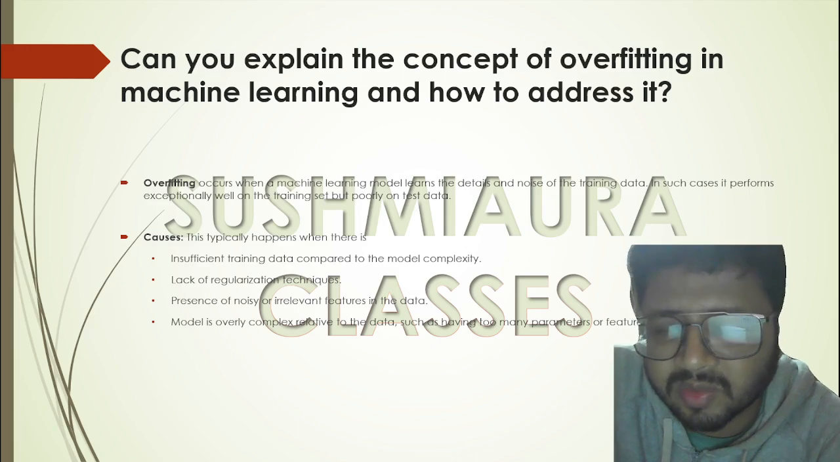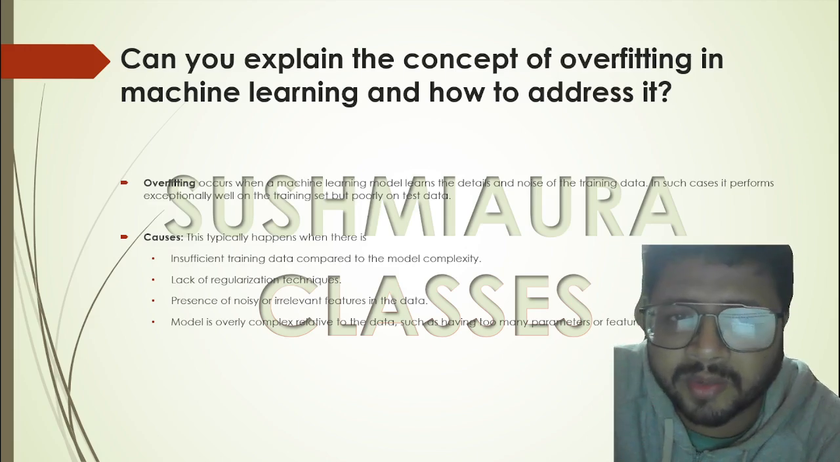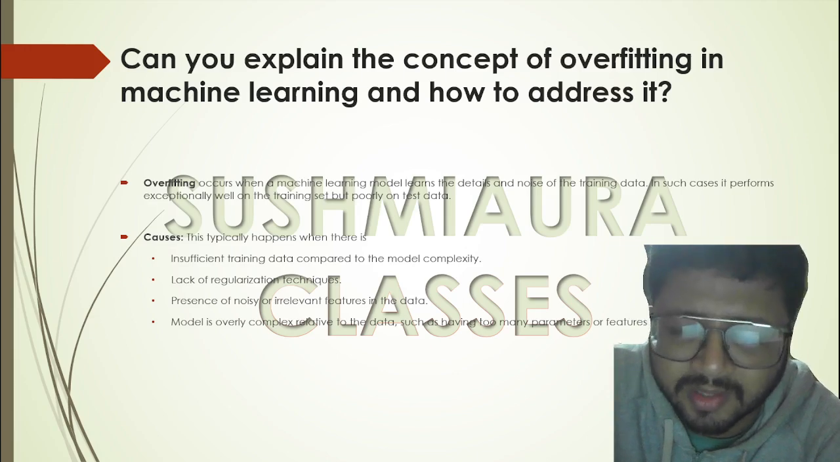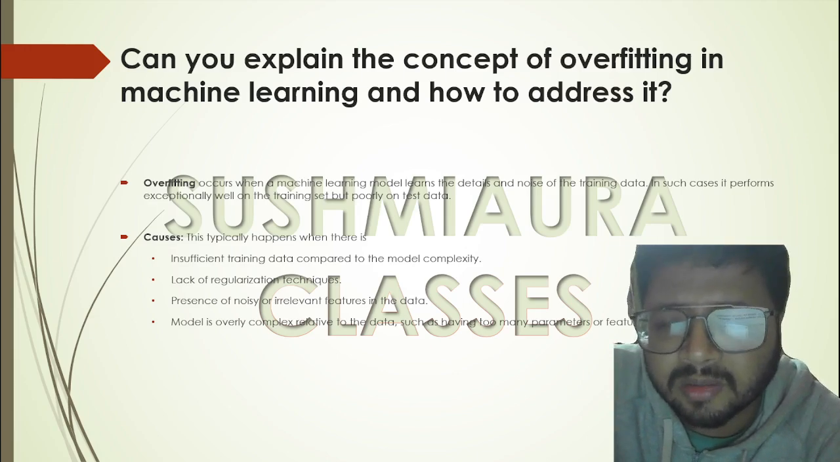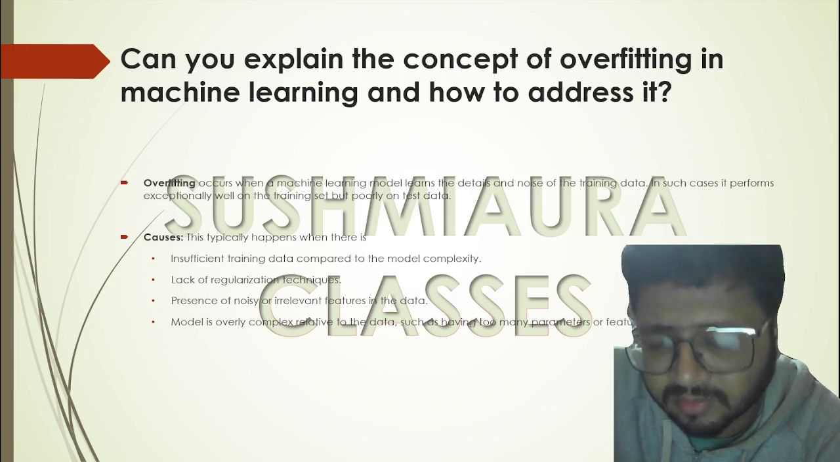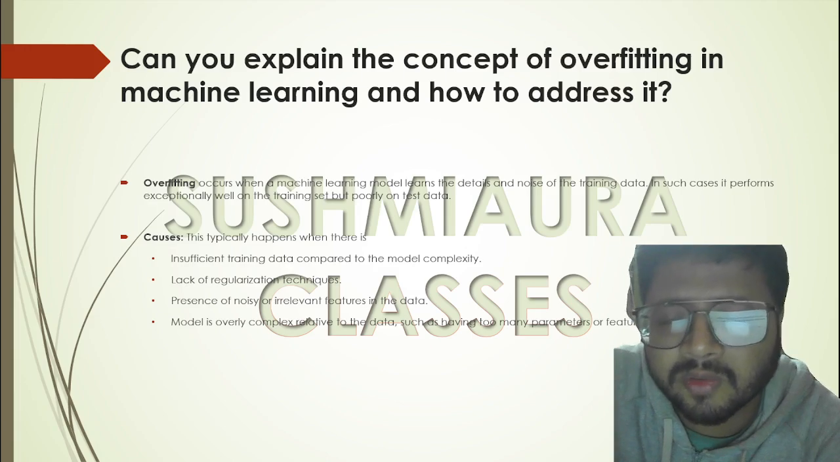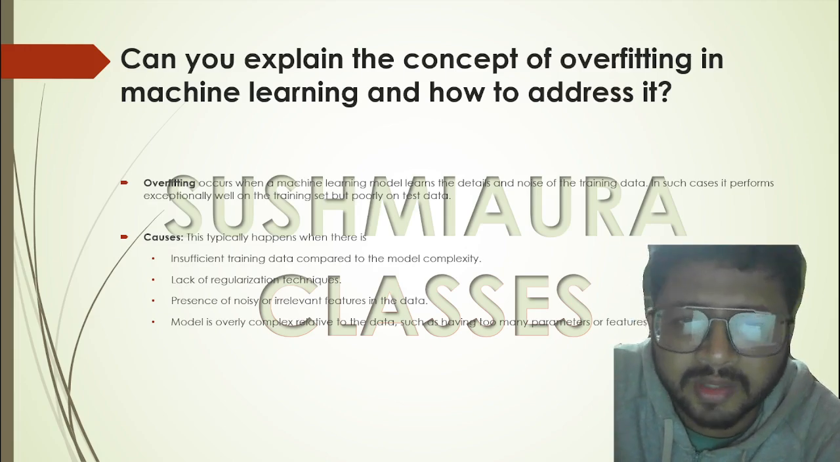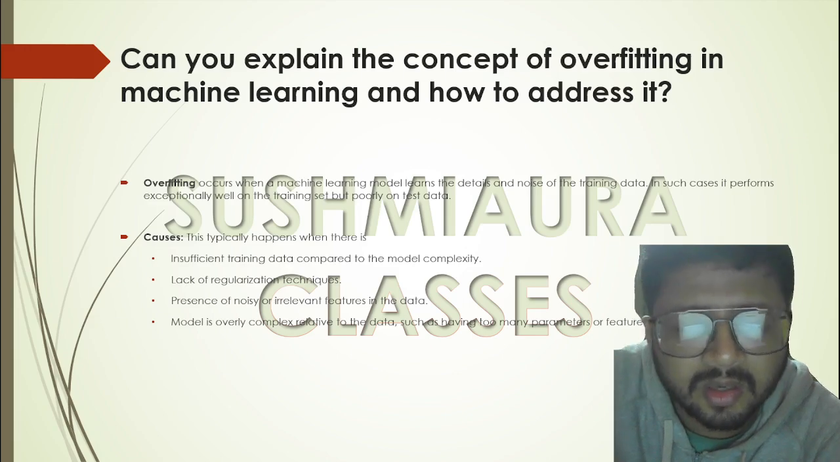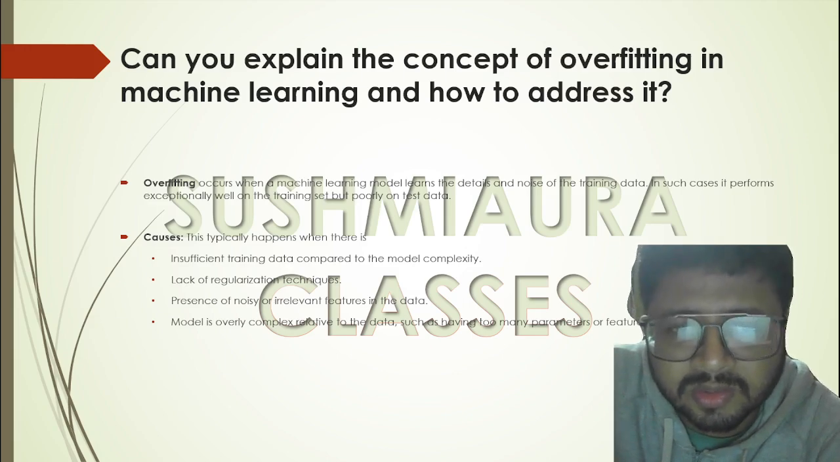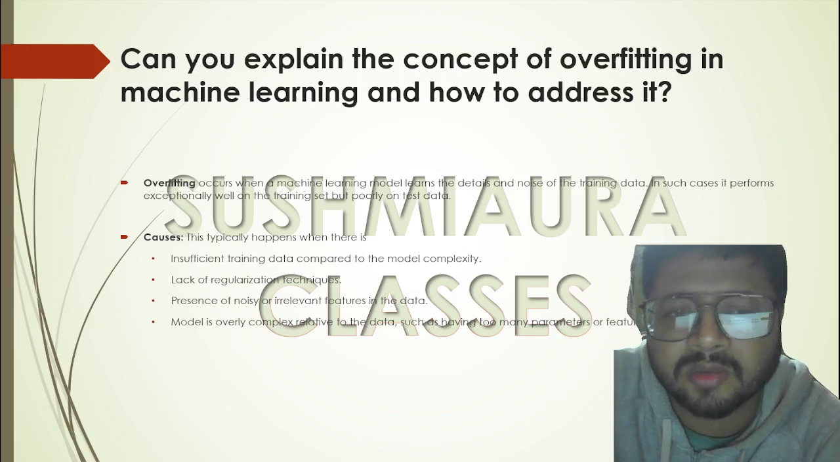In such cases, the model will perform exceptionally well on the training sets, but its accuracy and precision will be visibly reduced on test data. What will be the causes for such a scenario?